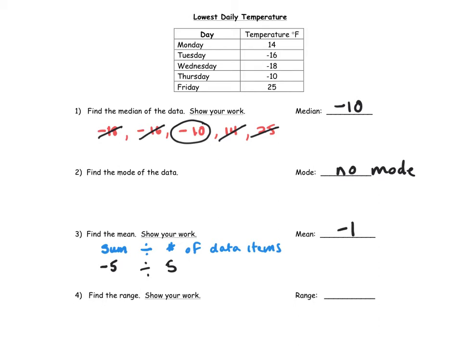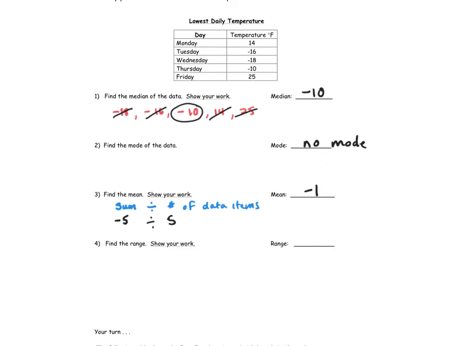Finally, we're going to look for the range. We're being asked to find the range. And again, you're asked to show your work. So we're going to find the highest number, which is 25. And again, when we put it in order, that really makes it easy to see that. So the highest number is 25. And here's where we have to be very, very careful. We're subtracting the lowest number. So I just wrote a subtraction sign, but the lowest number happens to be negative. So I'm going to be subtracting a negative 18.